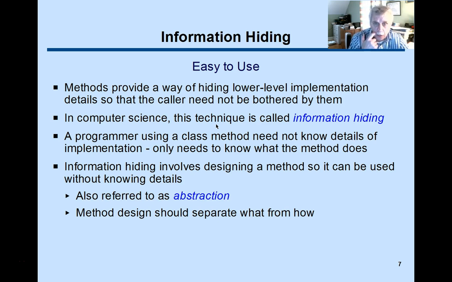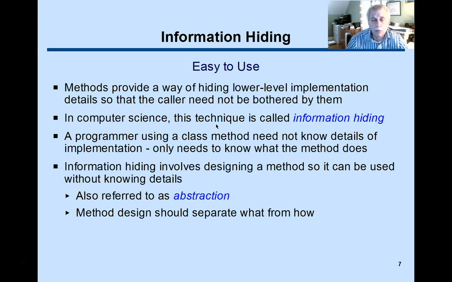A programmer using a class method doesn't have to know the details of how that method does whatever it's supposed to do. They can simply look at it as a black box: this is going to do such and such for me. I don't need to know how that's actually accomplished. This is a notion of what we call abstraction.